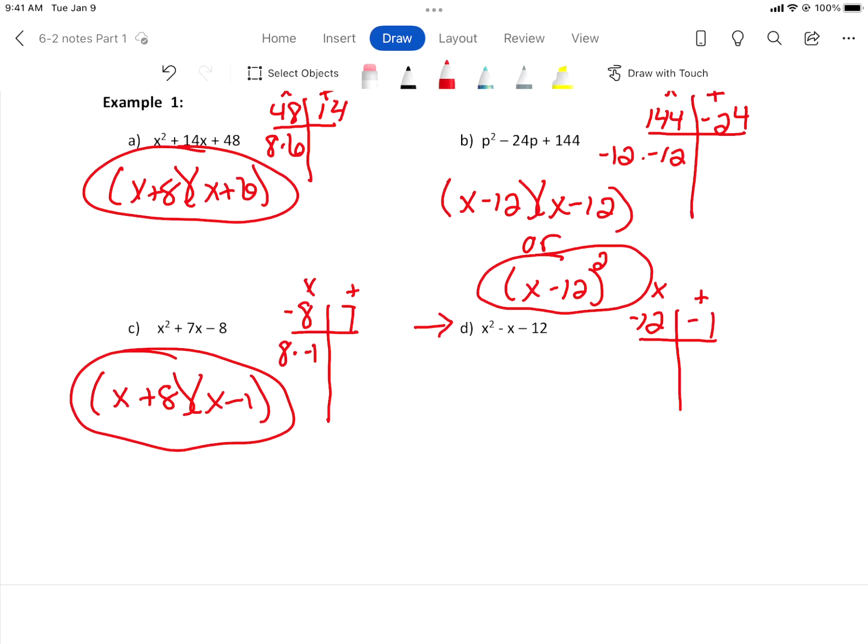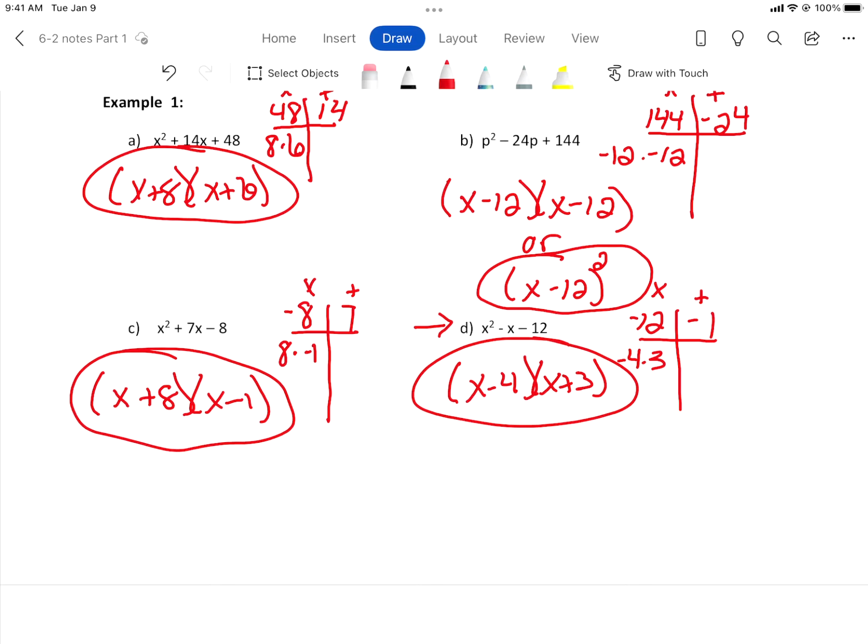We find two numbers, -4 and +3. That multiplies to -12, adds to -1. So x minus 4, x plus 3. Everybody remember factoring from last year? You guys spent a lot of time on factoring, so hopefully.